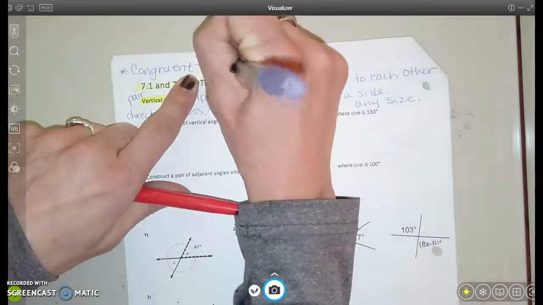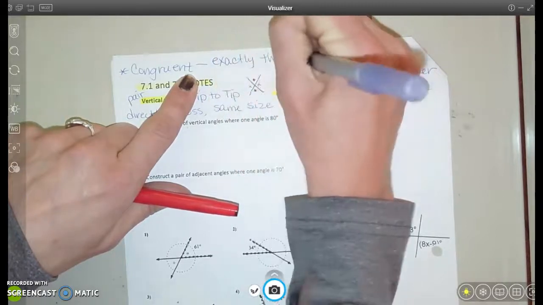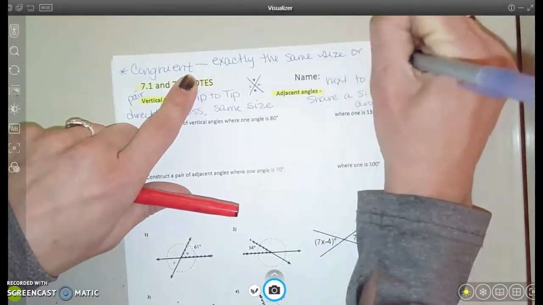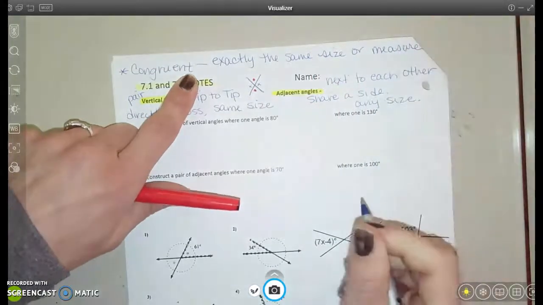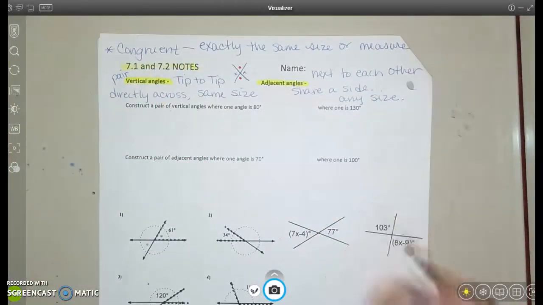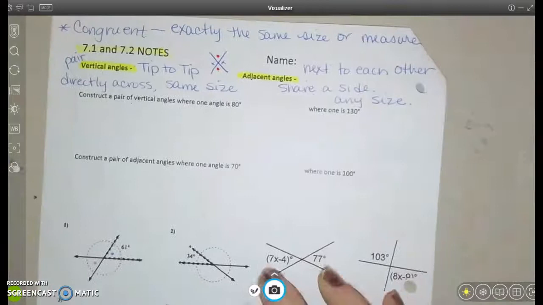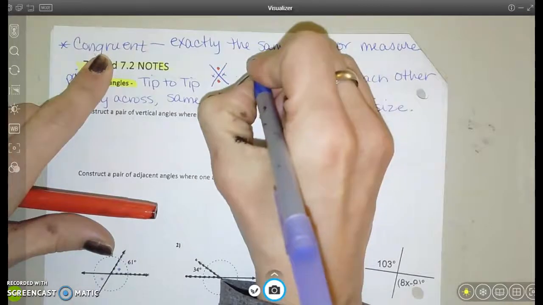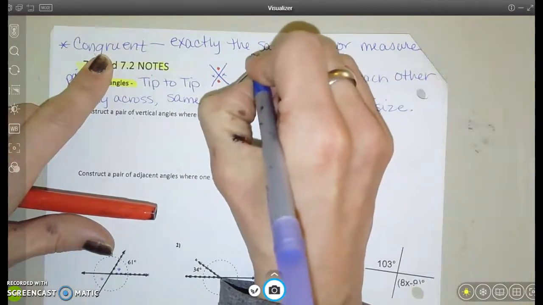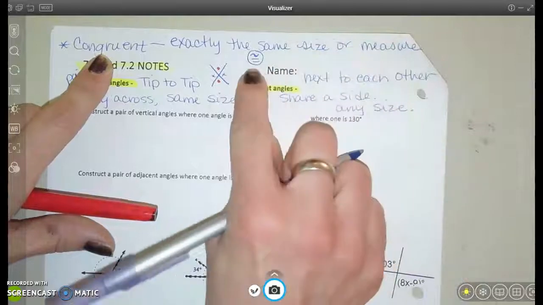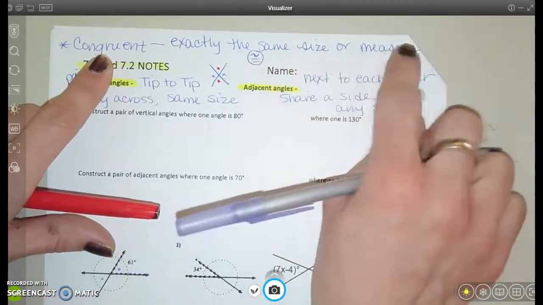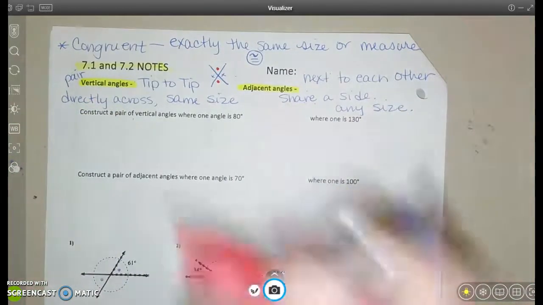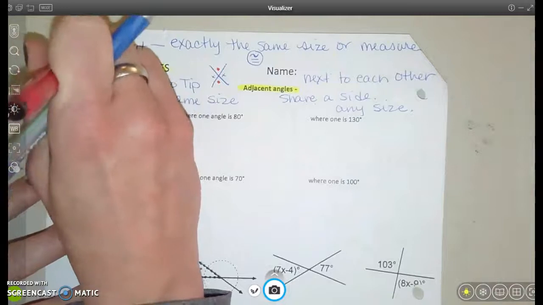So I'm gonna say exactly the same size or measure. Okay, so that's another vocab word that we're going to add here, congruent. And it has a symbol that goes with it. The symbol for congruent is actually an equal sign with a squiggle on top. So whenever you see that, that means congruent, same exact size or measure. Okay, so vertical angles are congruent, right? Anytime you see vertical angles, they are going to be congruent.